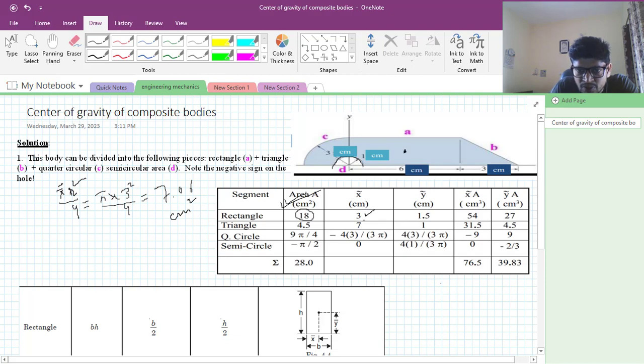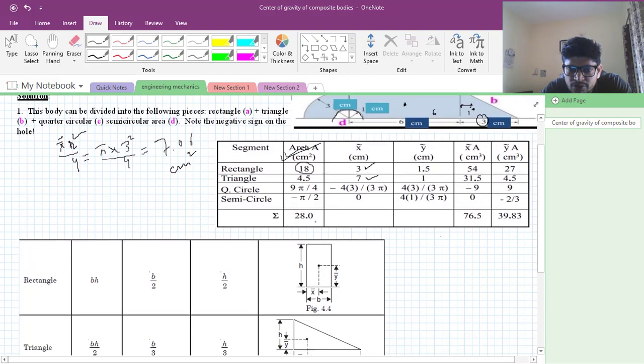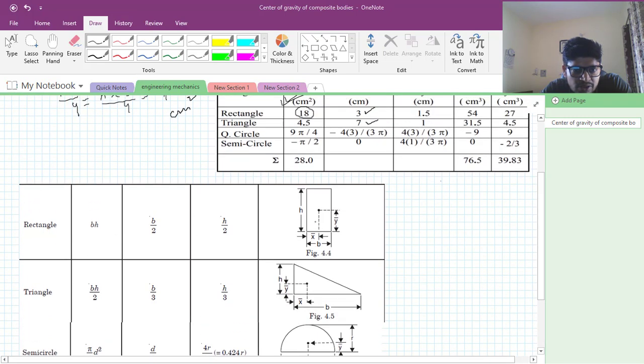Okay, now if we talk about the triangle, then the x value of the triangle, the center of gravity of the triangle is here, and this distance is L by 3. What is L? L is given as 3, you can see here. So 3 by 3 is 1, plus 6 from this y axis, 1 plus 6, 7. You can see x is 7 for the triangle. So for the quarter circle, you can see here all the values are given here.